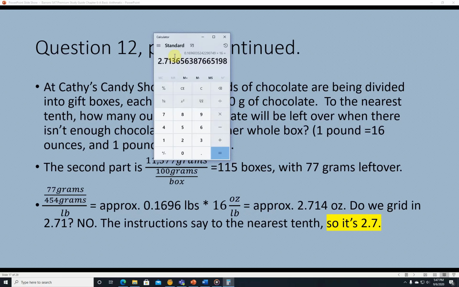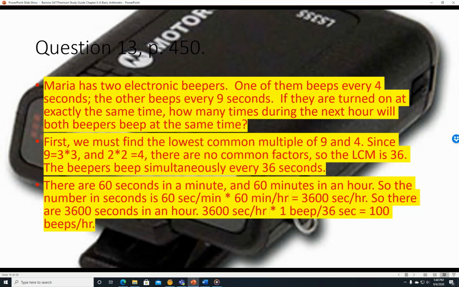Do we do that? No. The instructions say to the nearest tenth. So it has to be 2.7. If you grid in 2.71, even though it's a more accurate answer, if they told you to the nearest tenth, it's the wrong answer. So make sure you read instructions, pay attention to units, etc. Okay, let's move on to the next question.